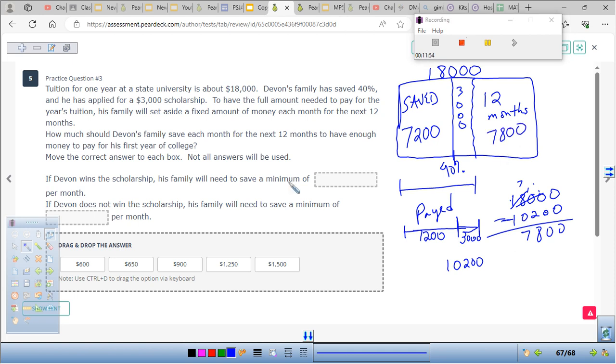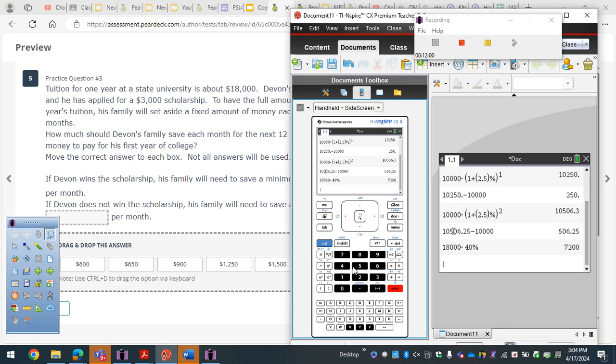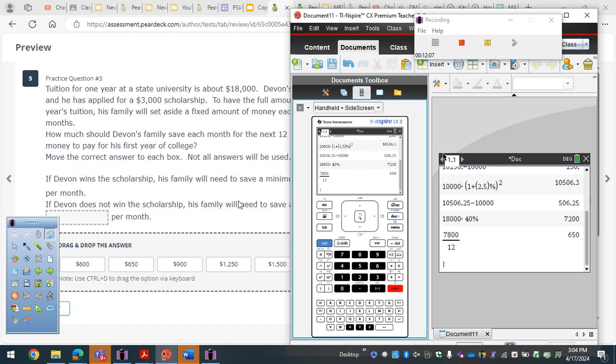If they got the scholarship, right? And they want to do this in 12 months, so we get 7,800 and divide it by 12. So 7,800 divided by 12 is 650. That's what they pay. 650.